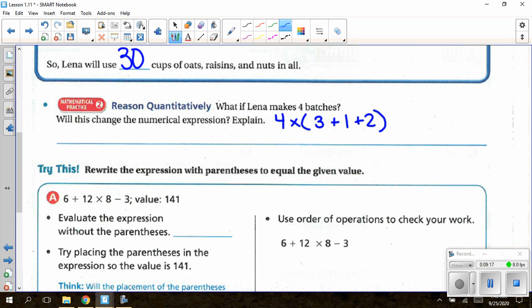So just like before, we would add those 3 plus 1 plus 2, which gives me 6. And this time we are going to multiply that 6 by 4. So this time we would only need 24 cups. So yes, this does change my expression. We proved why it would change when I rewrote the expression, and we did find a new answer.